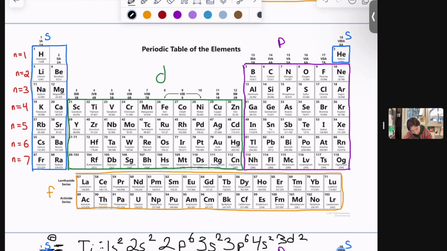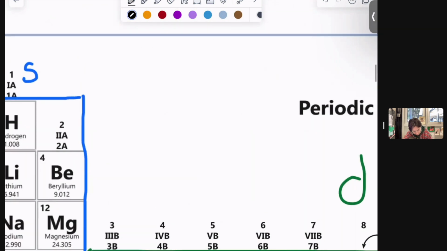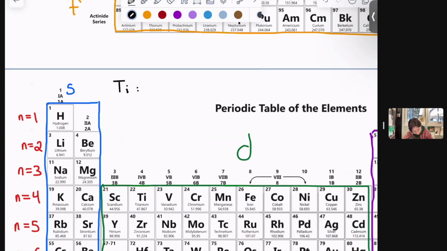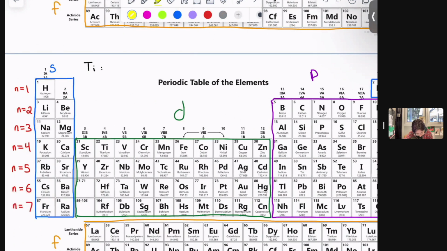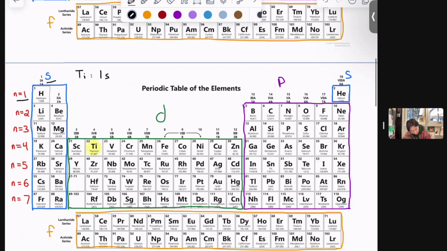Okay. Your next example is asking for titanium. So first step, let's find that on the periodic table, Ti. And again, we're going to start at our top corner, our lowest energy level, the 1s. And we're going to count across until we get to Ti, to titanium. So we have 1, 2 in our 1s. So it's 1s2.